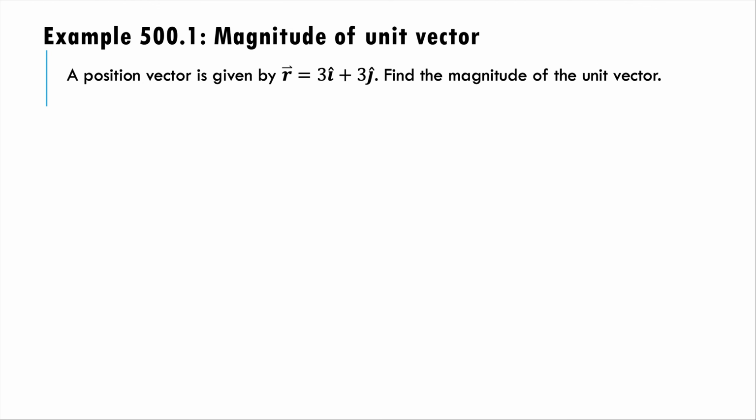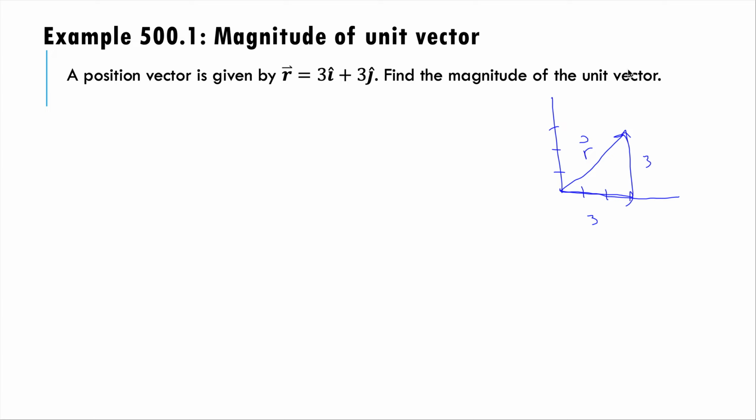In this example, we are given a position vector, r equals 3i plus 3j, and we want to find the magnitude of the unit vector. So we can go ahead and visualize this if we would like. Remember that the i hat vector specifies a vector along the x direction. So it's going 3 units in the x direction and then 3 units in the y direction. So this is the r vector that we are given here that has 3 in the x and 3 in the y.